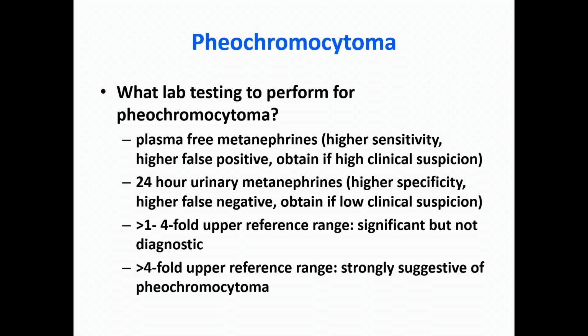And with pheochromocytomas, usually the values of the hormone testing will be significantly elevated. So you'd expect that a 4-fold elevation above the upper reference range would be strongly suggestive of pheochromocytoma, although a 1 to 4-fold value above the upper reference range is significant, but not necessarily diagnostic.